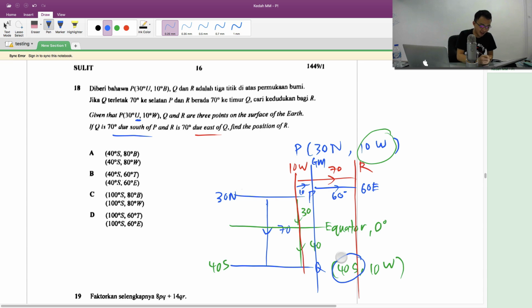Alright, so there must be the same latitude, because it goes east, it doesn't go another way, so it must be the same latitude and a new longitude. So it will be 40 south and 60 east. Do we have the answer? 40 south. Yeah, so the answer will be B.